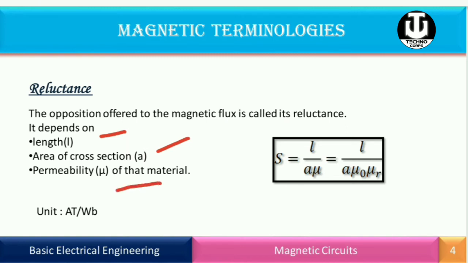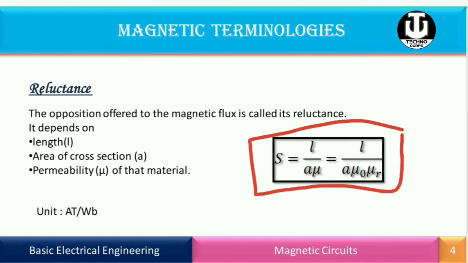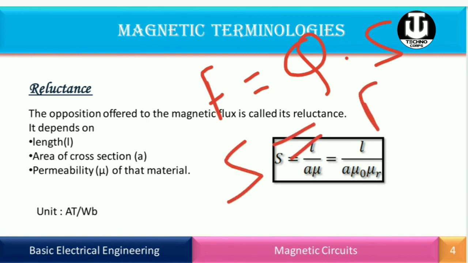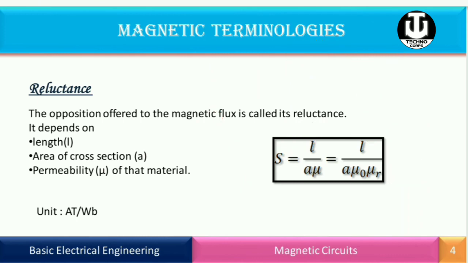According to that, the formula for reluctance is L by A into mu, and the unit for reluctance is ampere turn per Weber. How does this come? Because we know that F, the MMF, equals phi into S, that is flux into reluctance. So reluctance can be taken as MMF divided by flux. MMF has the unit of ampere turns and flux has the unit of Weber, so it is ampere turn per Weber.